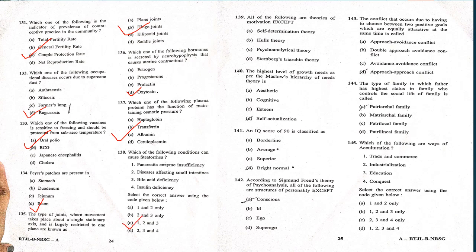All of the following are the theories except psychoanalytic theory. Motivation, এটা কোনো মোটিভেশন নেই. The highest level of the growth need as per Maslow's hierarchy is self-actualization. IQ 90 এটা হলো average. According to the sigmoid fluid এটা confusion হবে না, বাদবাকি সবগুলো হবে.